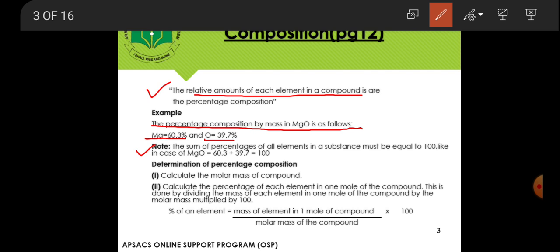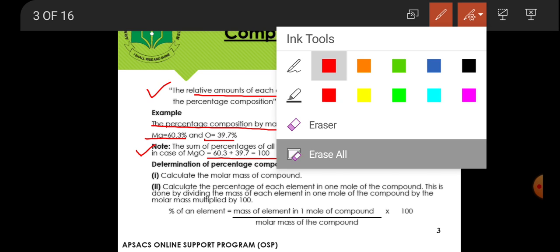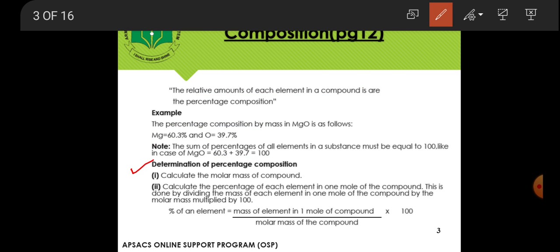Important note: the sum of percentages of all elements in a substance must be equal to 100. Like in the case of magnesium oxide, 60.3 plus 39.7 is equal to 100. Before discussing the next topic, that is determination of percentage composition, how we can determine the percentage composition, let's study this topic with the help of an example, and then we will come back to this topic again.